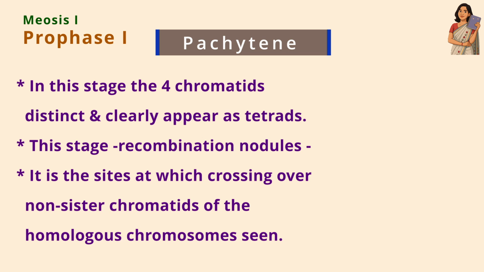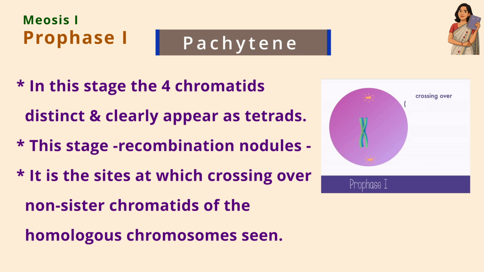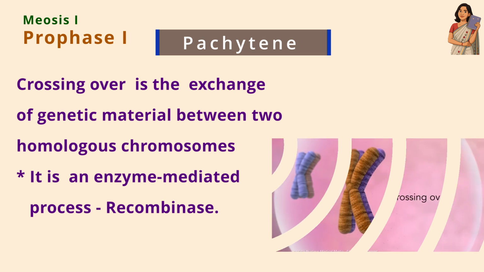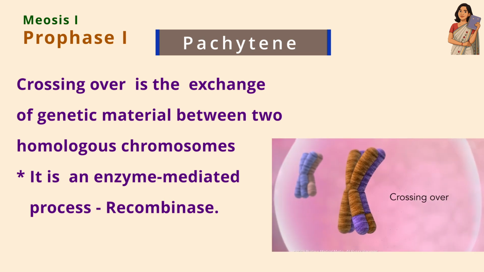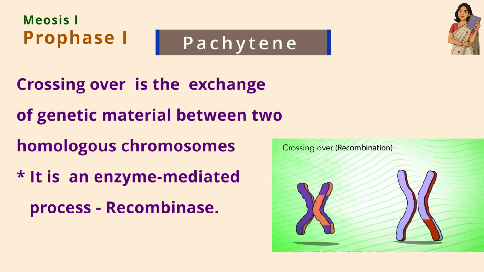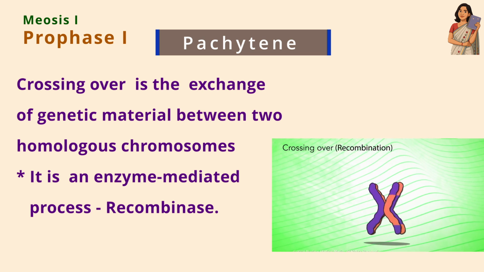The third phase is called Pachytene. In this stage, the bivalent starts to appear clearly as a tetrad, and this stage is characterized by the appearance of the recombination nodule, which means the site where recombination or crossing over takes place. Then what do you mean by crossing over? Crossing over is the exchange of genetic material between two homologous chromosomes, or between non-sister chromatids.